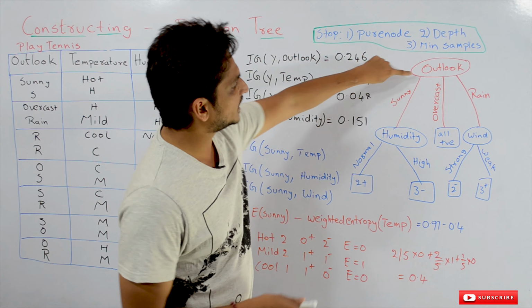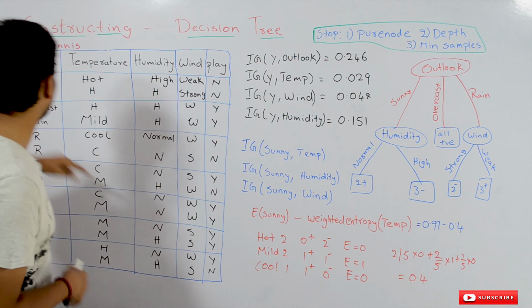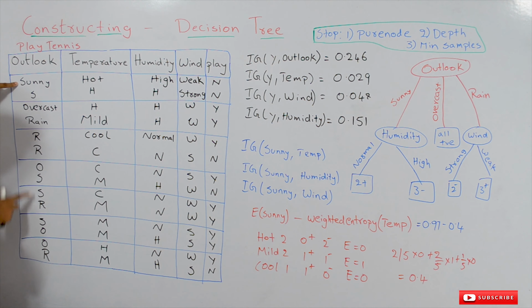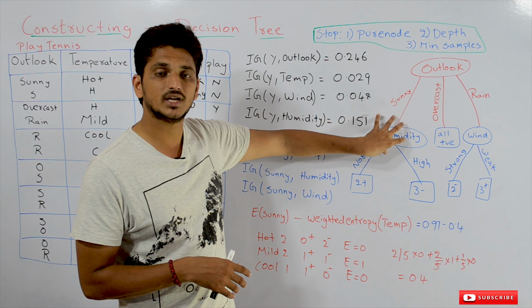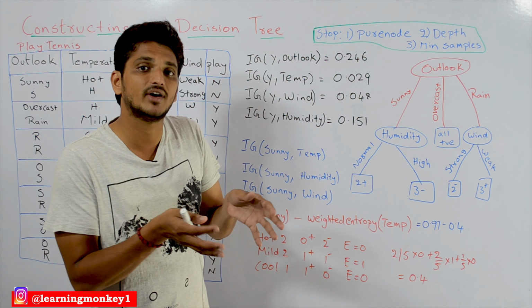And coming to the next, sunny. In sunny we have five data points. So what we have to do here is again calculate information gain for sunny and identify the best column. That is how we expand our decision trees. So how to calculate information gain for sunny? Information gain of sunny comma temp, information gain of sunny comma humidity, information gain of sunny comma wind.